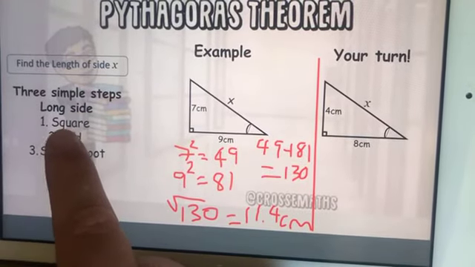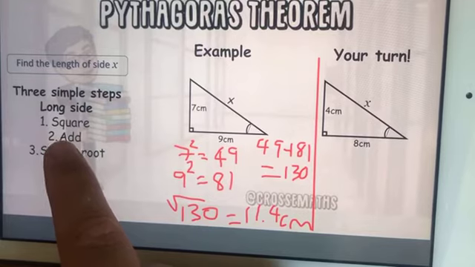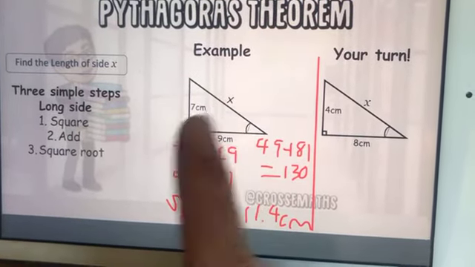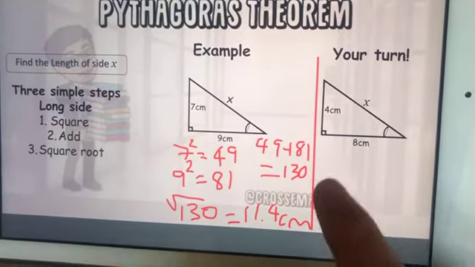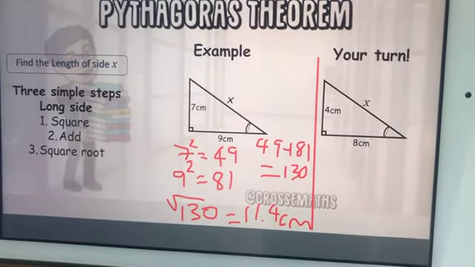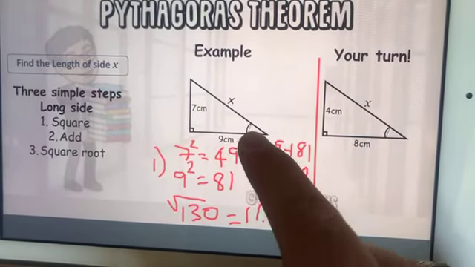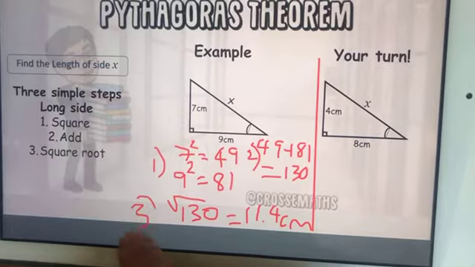So it's exactly the same thing every time. You square both numbers, add your two answers together, and then square root that answer to find the missing side if you're looking for a long side. Guys, once you've done that, can you have a go at the example on the right hand side? Make sure you get your example down. So that's step 1. That's step 2. And down there is step 3.